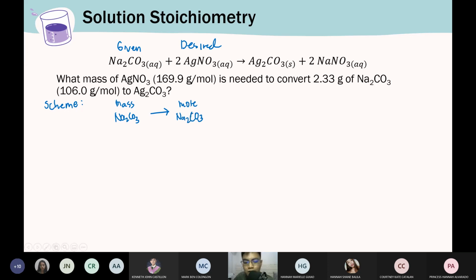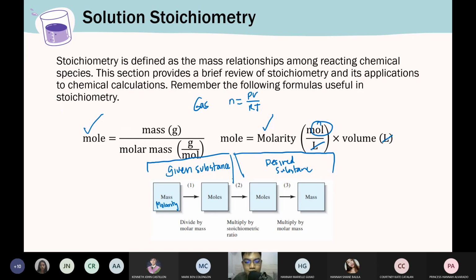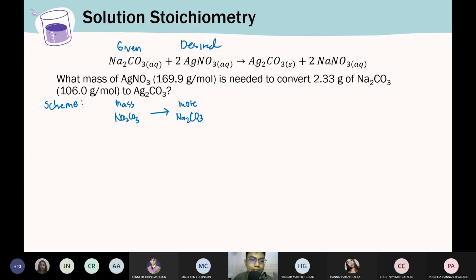And then once you have the mole, ano kasunod? Sabi dito, once you have the mole, convert it into moles ulit by using stoichiometric ratio. Okay? So from mole of sodium carbonate, make it mole of silver nitrate. Yun yung desired eh. And eventually, the mass of silver nitrate.